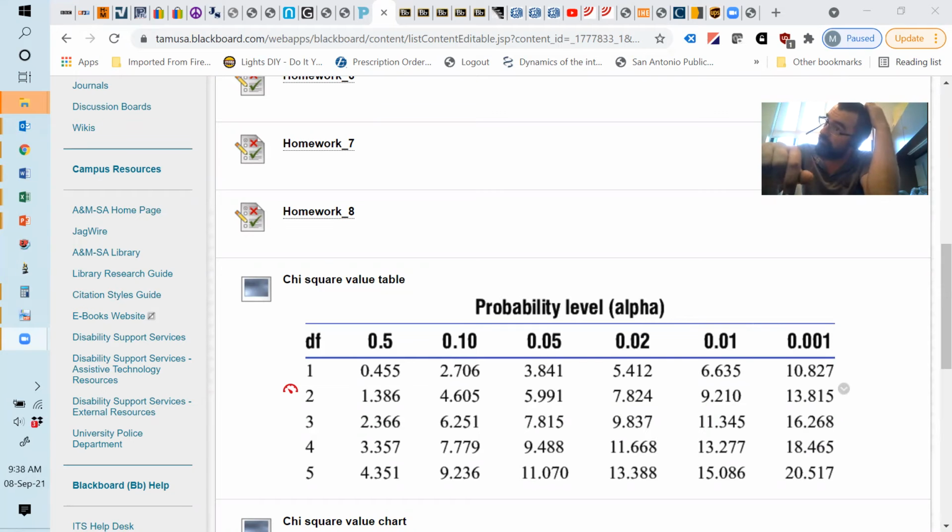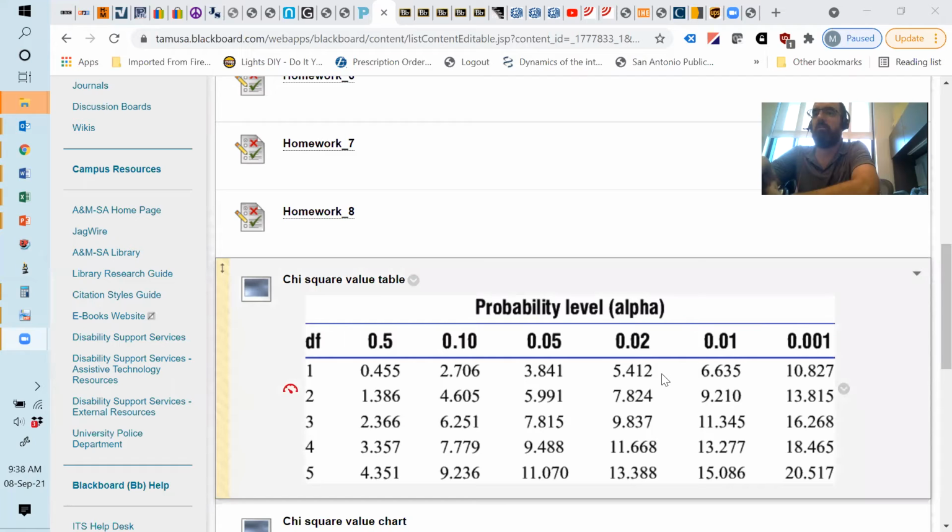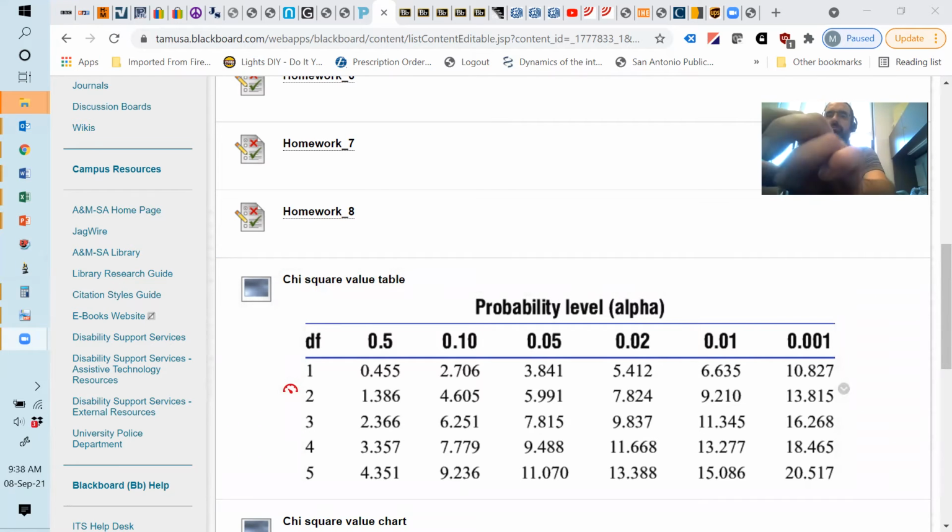And so we're looking at this top row because of our degrees of freedom 1. And we're looking to see where our chi-square value fits. And so you can see that the chi-square value is less than the one in the very first column. So it's smaller even than the one in the 0.5 column. So p-value is greater than 0.5.